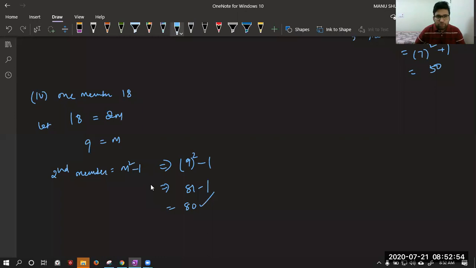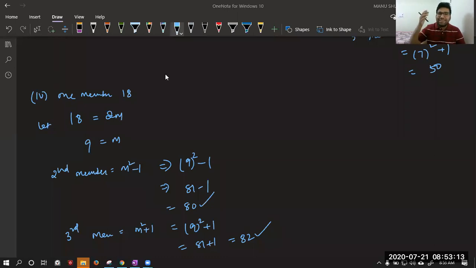Now the next value is the third member, m square plus 1. All of you are correct. It is 9 square plus 1, which is 81 plus 1, 82. So we have got the three values. First value is 18, second value is 80, and third value is 82. Very good, Giriraj. You are going good.